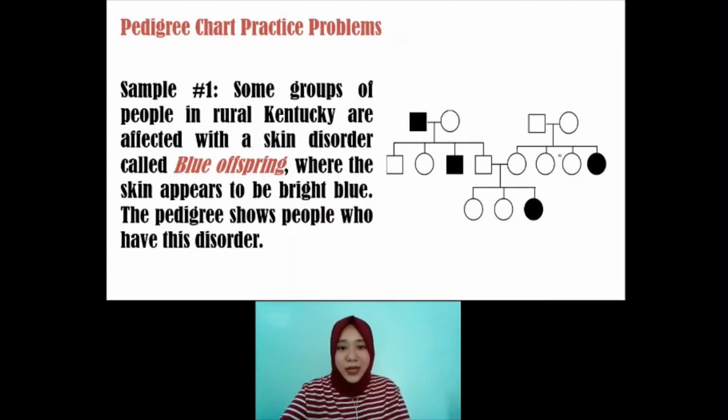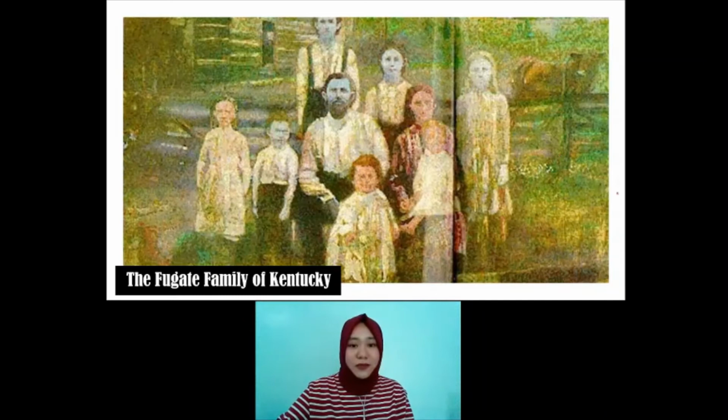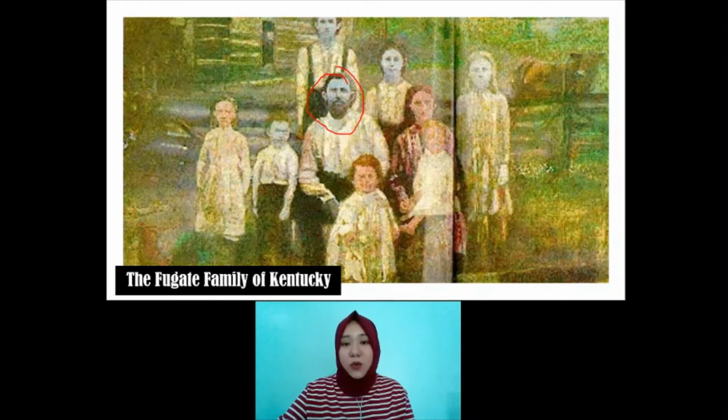Now, you might visualize it and think, are you talking about Smurfs, or Avatar? But there's actually a family in Kentucky, the Fugates. They were the first generations to have the blue offspring disorder. So this is how they look like. This is the father, this one right here, and he has the blue offspring disorder, and then he married a normal woman, I mean a woman with a normal skin color, and then they had children, as you can see in the picture. They have bluish skin, so that's blue offspring disorder.